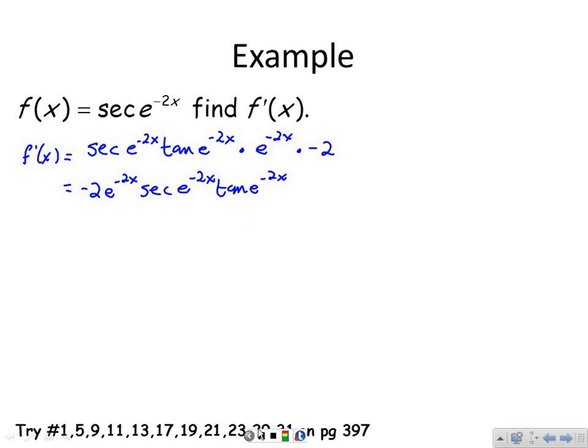So what I would like you to do is try these problems. Let me look for just a second. 21, 23, 29 and 31. It's covered up. On page 397, bring them into class if you have any questions.